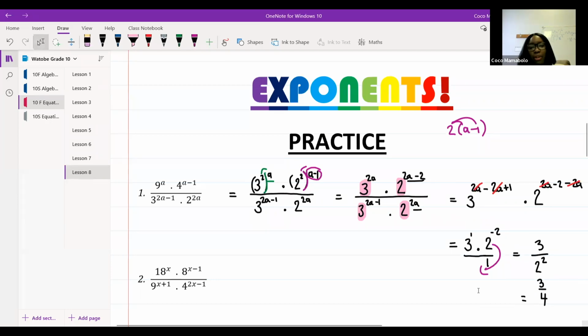I want you guys to have a look at number 2. Remember, if we can't see like bases, then we need to change everything to the same base. And the easiest way to do it, if we can't see it, is to take these numbers, take 18, take 8, take 9, take 4, punch them in your calculator, one after the other. You're going to go 18 equals shift fact. And then 18 will give you some sort of understanding of what it needs to look like. 8 will, and 9 will, and 4 will. And then we can compare because our bases will look the same.